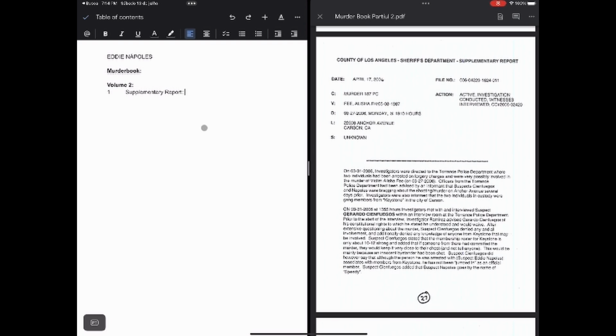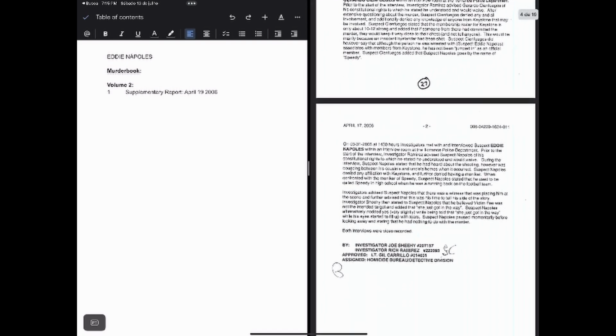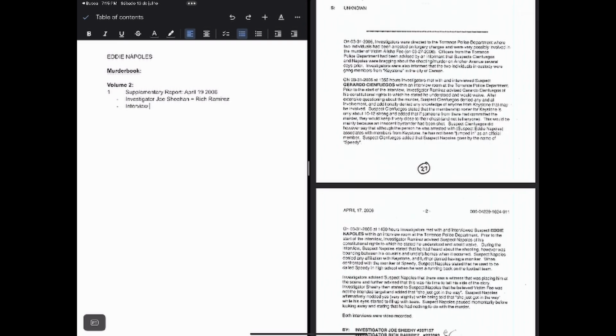You're then going to read through the document and see what important pieces of information you can pull out. Again, this is very, very brief. It's just so we have a slight idea of what's in the document. So in this case, we want to know the investigator, so we know what to refer back to, and then also who was interviewed. So in this case, it would be Gerardo Cienfuegos and Adinapolis.